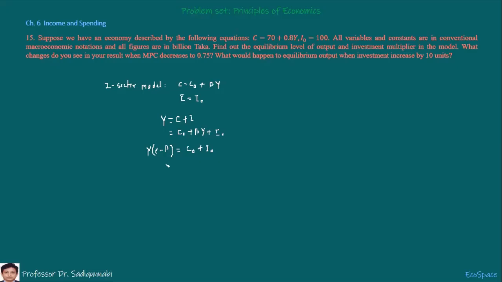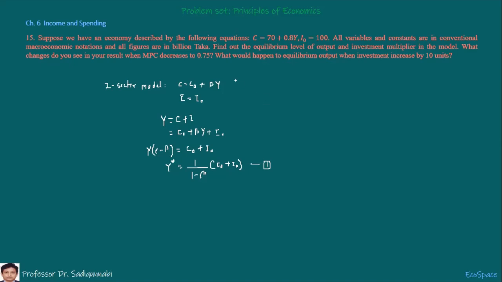So our equilibrium income y star is equal to 1 upon 1 minus beta times C naught plus I naught. That means autonomous spending. So this is our equation 1.